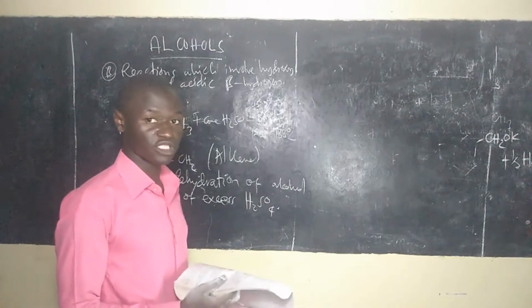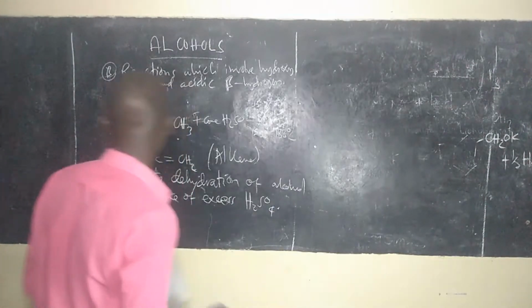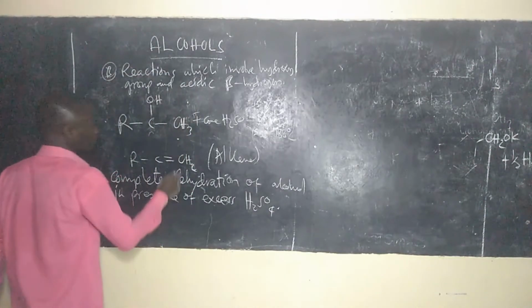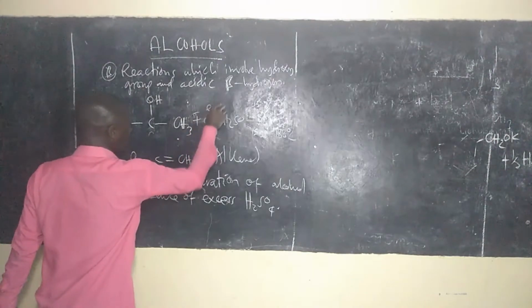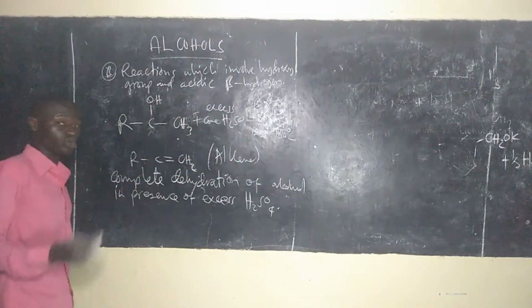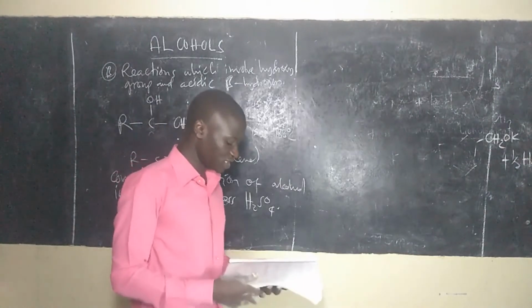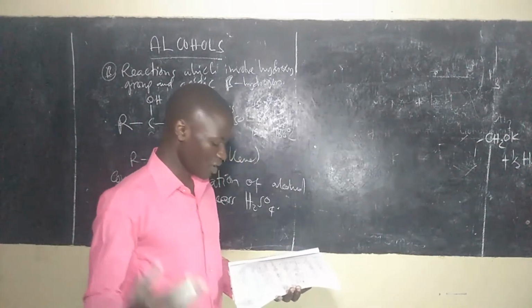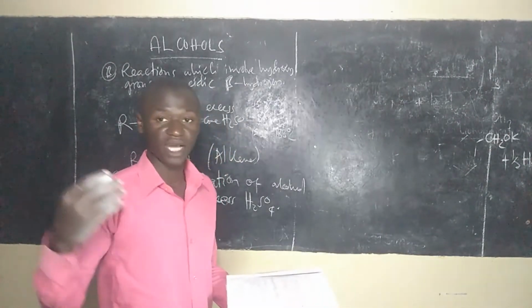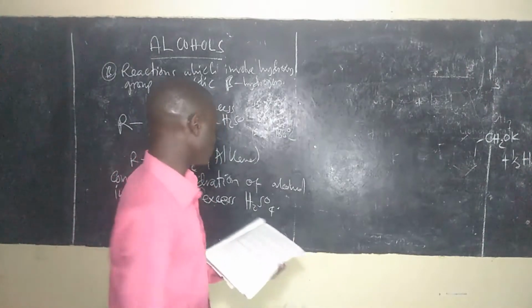But if alcohol is present in excess, this is if excess sulfuric acid is used. The excess conc sulfuric acid is used. But when it is treated with excess alcohol, partial elimination occurs and ether is formed.